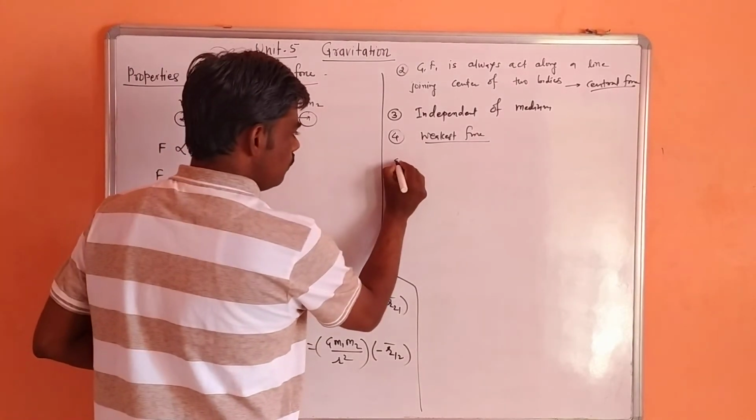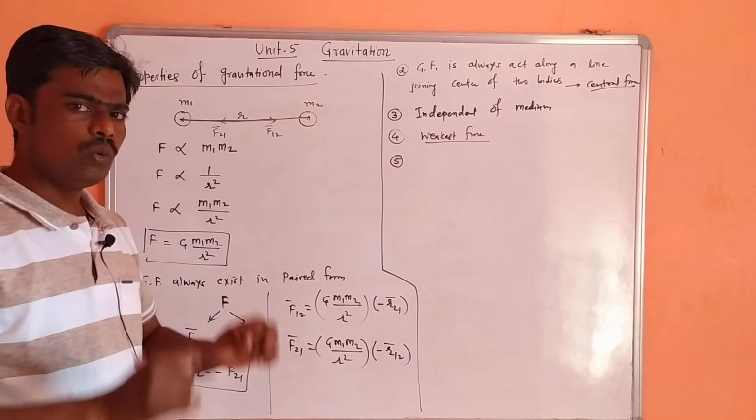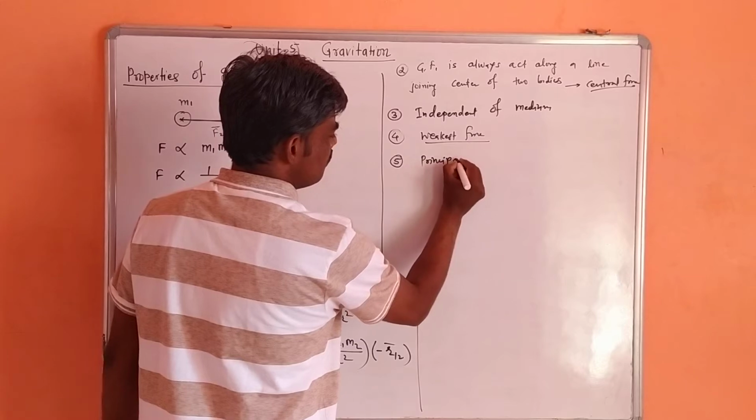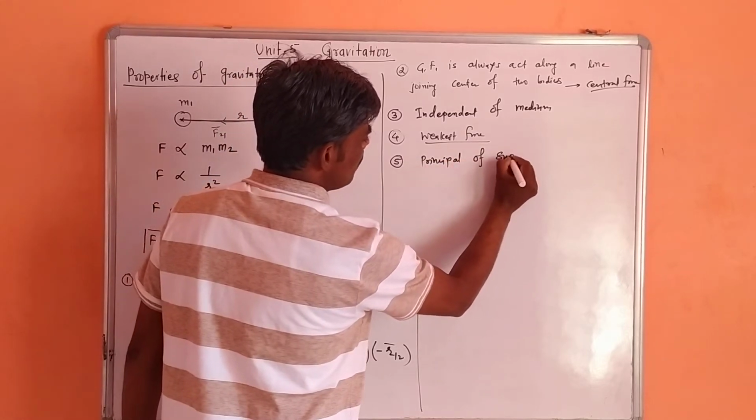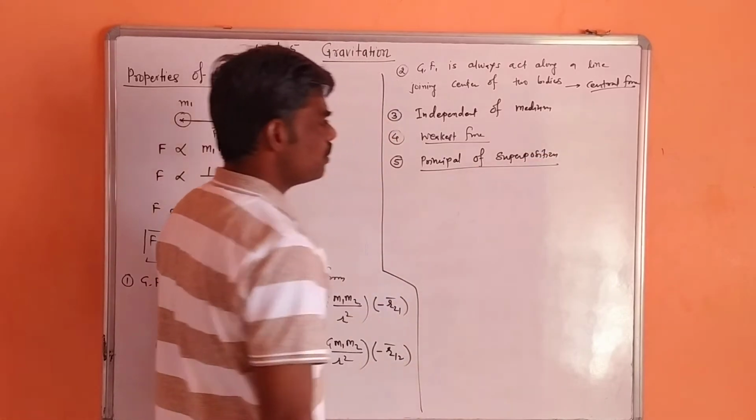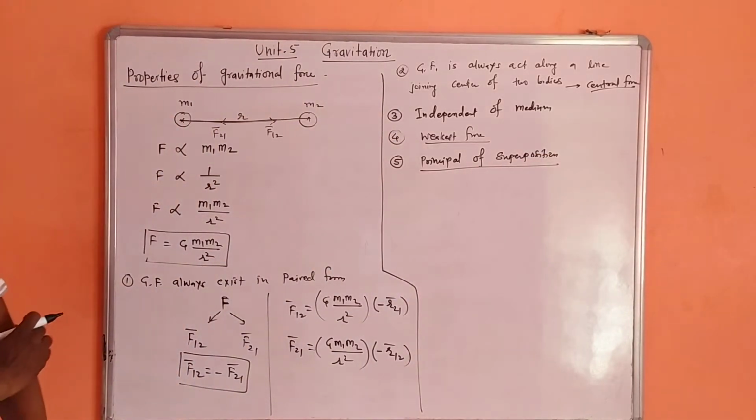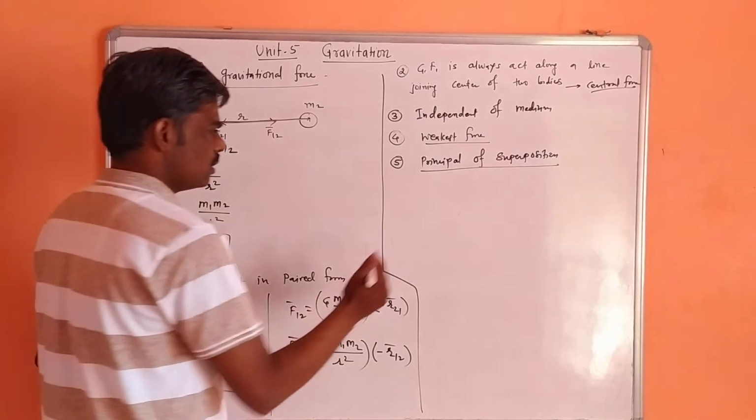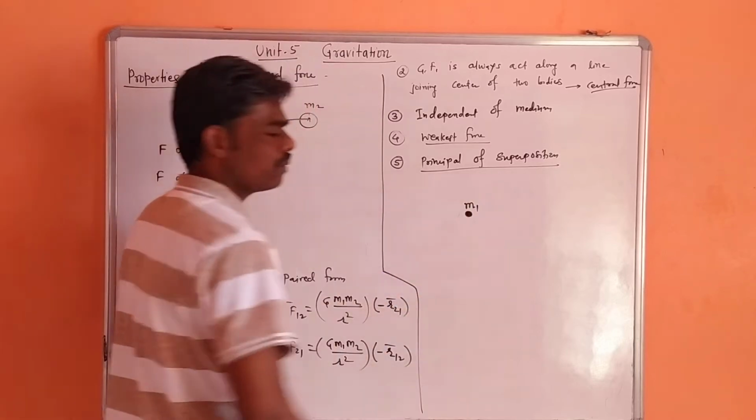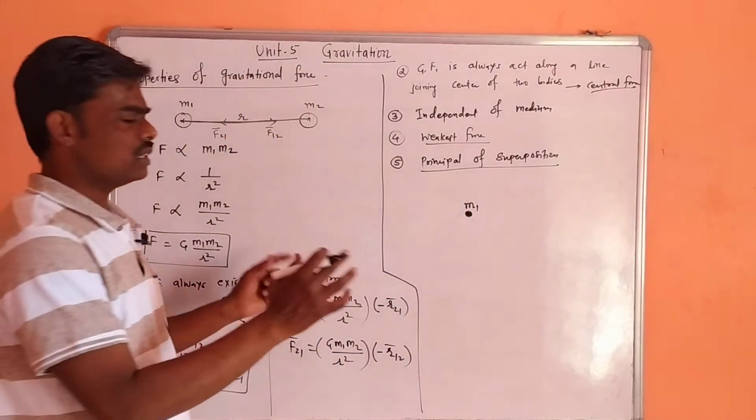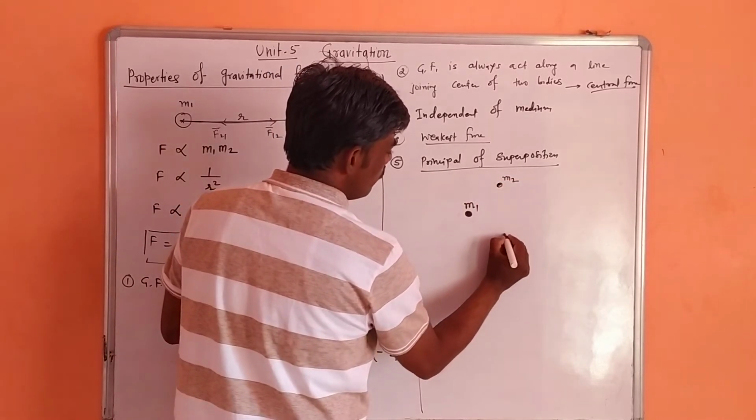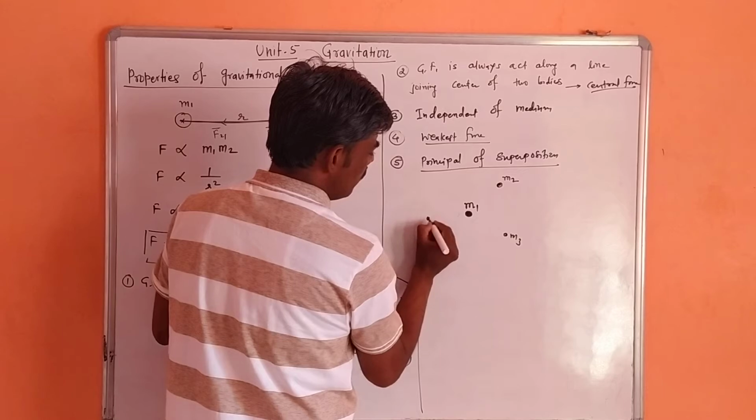Fifth one: this gravitational force always follows the principle of superposition. Now this is very important. What is actually the principle of superposition? Suppose this is a particular mass m1, and it is surrounded by other masses like m2, here m3, here m4.